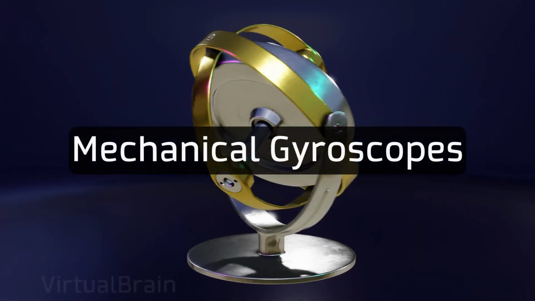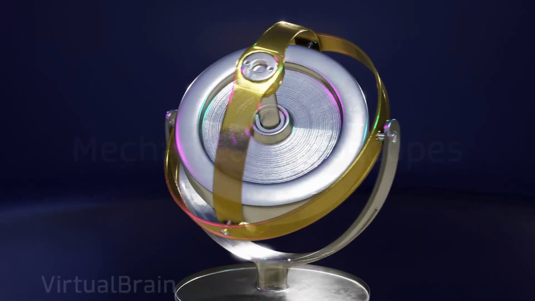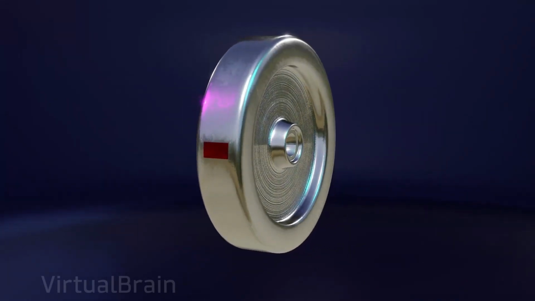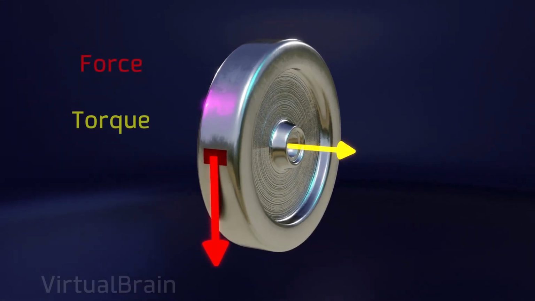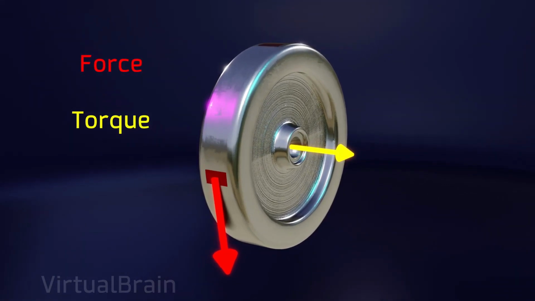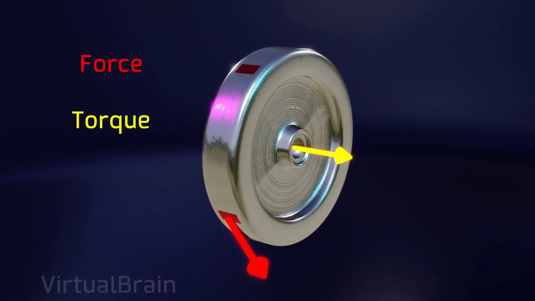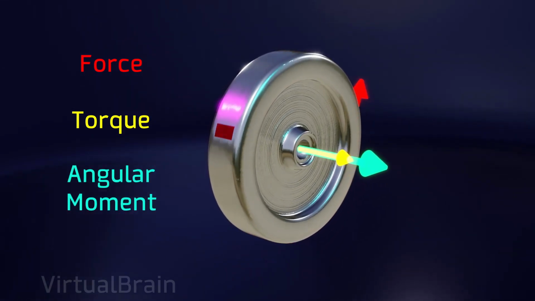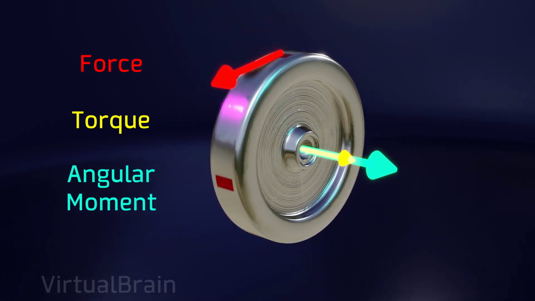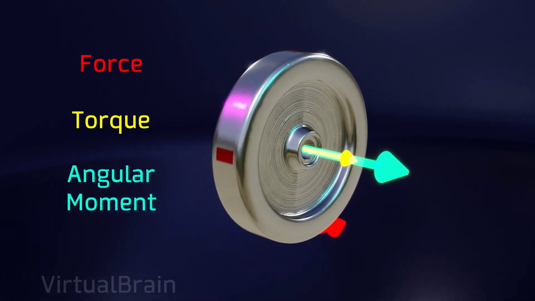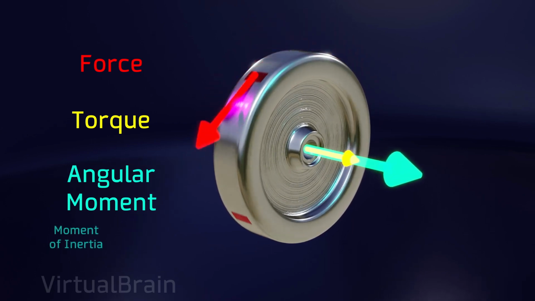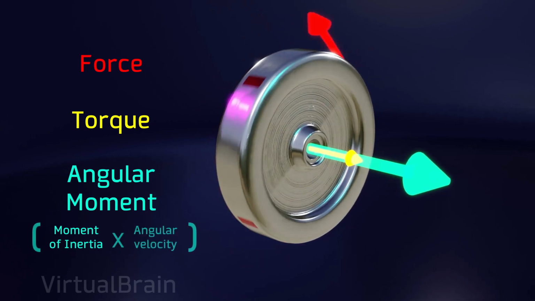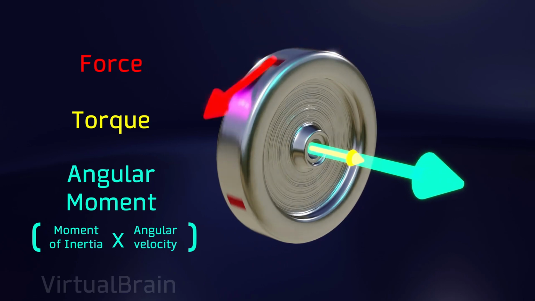Let's start by looking at how mechanical gyroscopes work, and to do that we need to understand what torque and angular momentum are. In a system with an axis of rotation, when we apply a force at a point away from the axis, a torque is generated, which rotates the system and is represented as a vector parallel to the axis of rotation. In addition to this, when a system is rotating, it has an angular momentum as well, which is also represented by a vector parallel to the axis of rotation and is determined by two factors. First, the moment of inertia of the system, which depends on its shape and mass distribution, and second, the angular velocity, which tells us how many degrees the system rotates during a defined period of time.